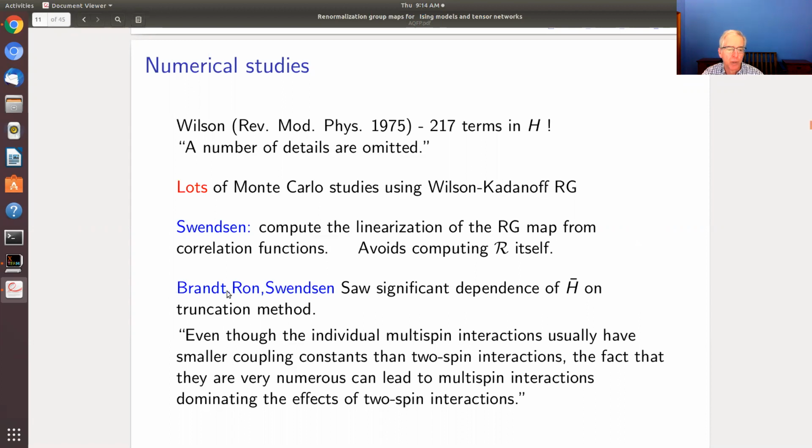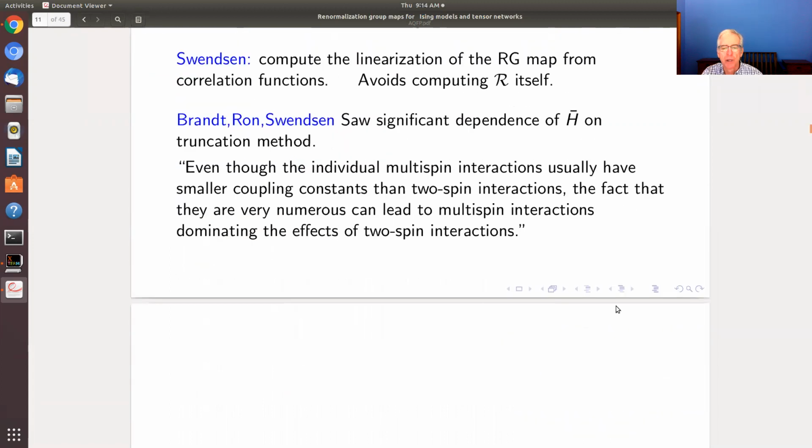There are some interesting papers by these three authors where they were computing the map. And one thing they emphasized was that you see significant dependence of the renormalized Hamiltonian on just how you truncate this thing. You've got to truncate somehow to put it in your computer. And what you'd like to see is that things are fairly stable as you remove that truncation. And they're not that stable. So there's a quote from their paper there. They make the point that even though the 4 and 6 body interactions may have smaller coefficients, there are a lot of them, and because of that, they may actually be as important as, for example, the 2-spin interactions.